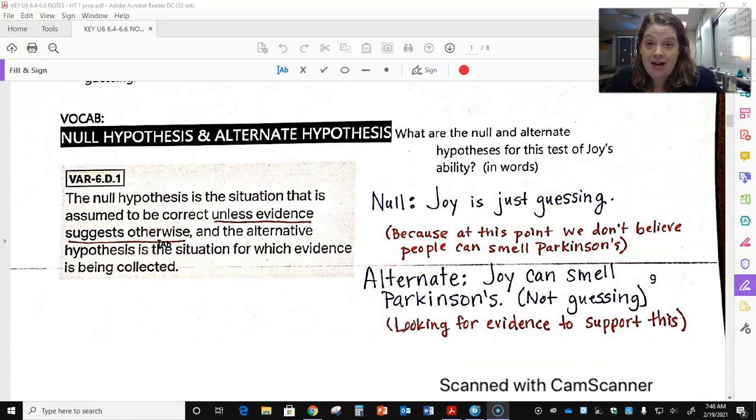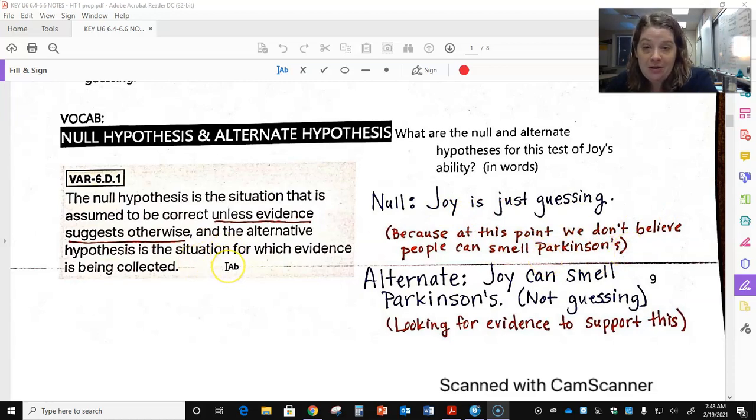The null hypothesis is the situation that is assumed to be correct unless evidence suggests otherwise. In our case, because we'd have no reason to believe that anyone can actually smell Parkinson's, this isn't something that we would think could happen. Our null hypothesis in words is that Joy is just guessing, because at this point, we don't believe that people can smell Parkinson's.